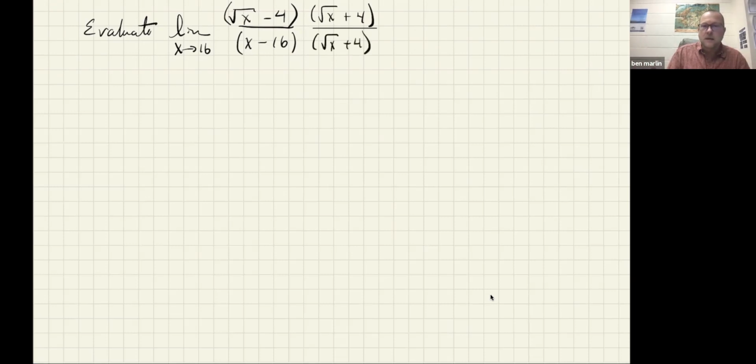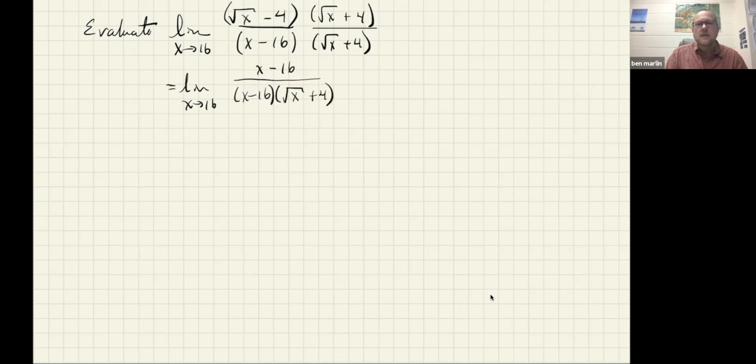So we're going to multiply the top and the bottom by the same thing. The reason that we do that is that when you multiply that top, it's a difference of squares, and it will turn into x minus 16. Square root of x squared will be x, and the square of the square root of 4 will be 16. Now, here is something that is kind of a pro tip.